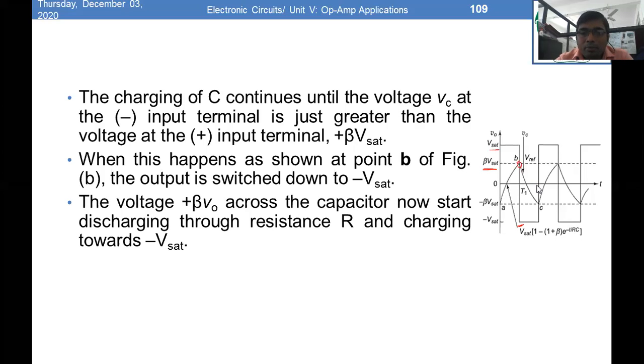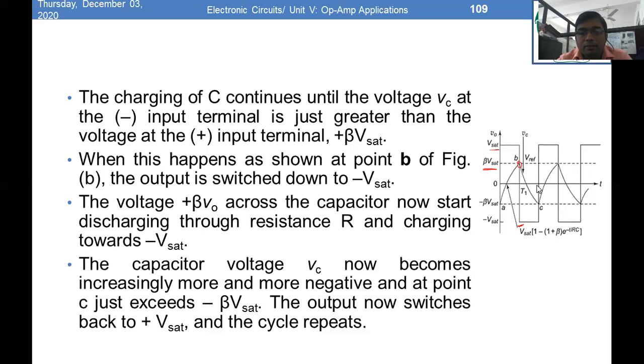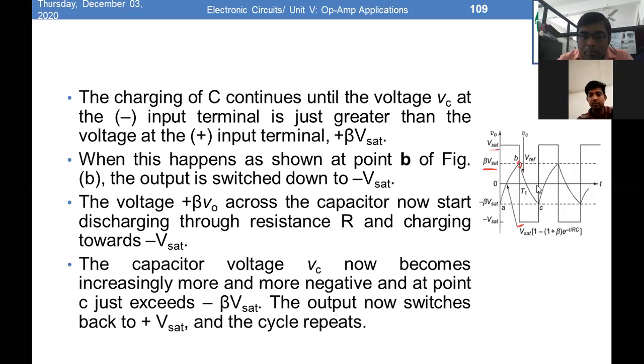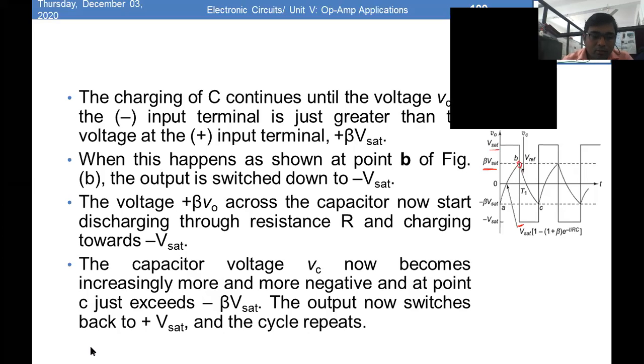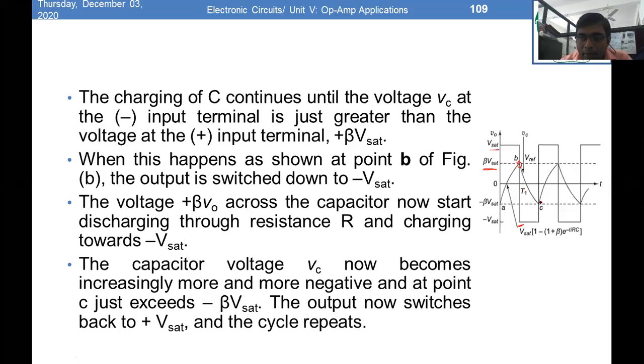So the voltage plus beta Vset, or plus beta V0, across the capacitor now starts discharging through the resistor R, that is the feedback resistor, and charging towards the minus Vset. So the capacitor voltage Vc now becomes increasingly more and more negative, and it reaches the point shown here, that is point C, when Vc exceeds minus beta Vset.